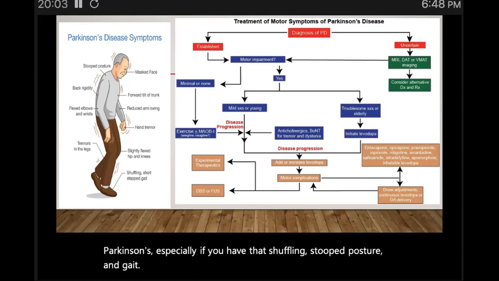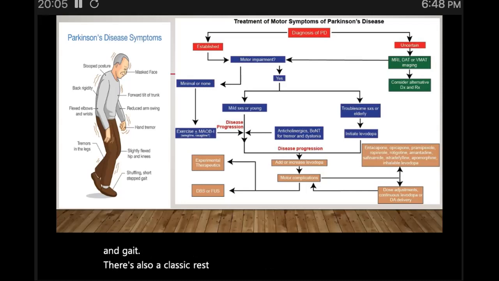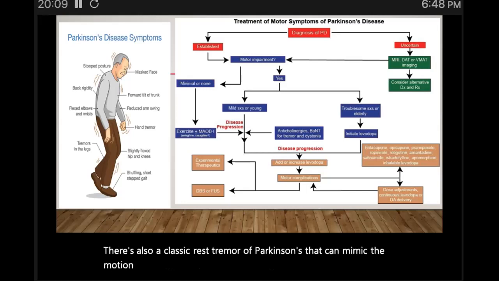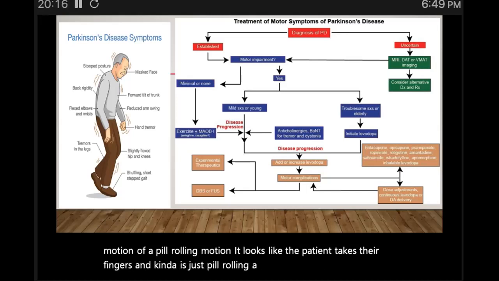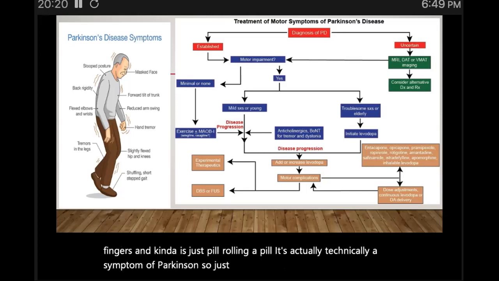There's also a classic rest tremor of Parkinson's that can mimic the motion of a pill rolling motion. It looks like the patient takes their fingers and is just pill rolling a pill. It's actually technically a symptom of Parkinson's. So just keep that in mind.